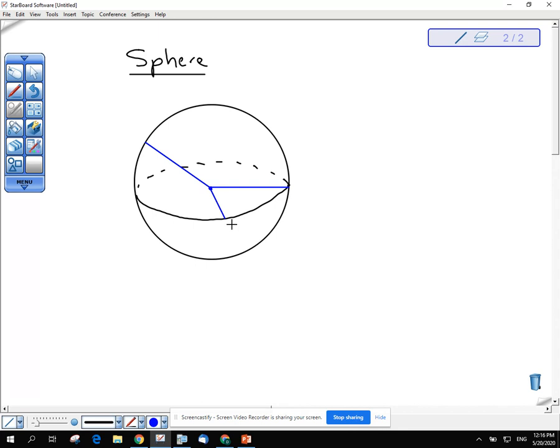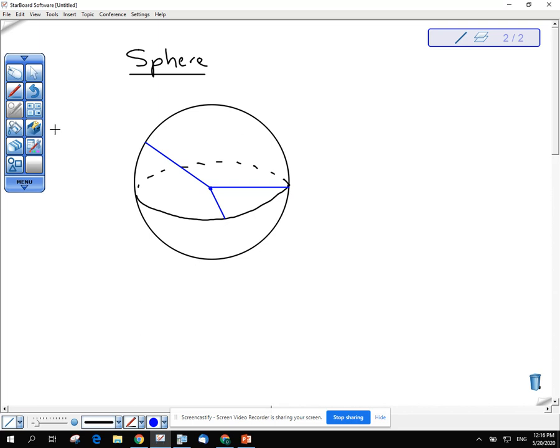Now, any of those line segments that has that consistent length has a name also, and that would be, of course, radius. All that we know about two-dimensional circles is being applied now to three-dimensional spheres, okay? And also, if a sphere has a radius, then it's going to have a diameter as well. That would just be doubling the radius, okay?